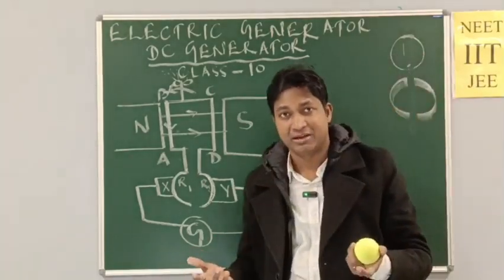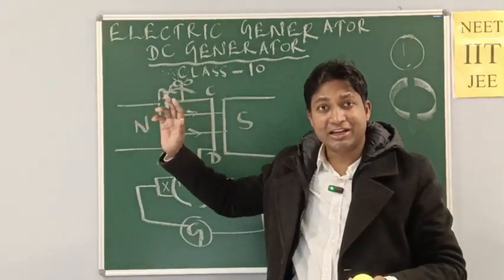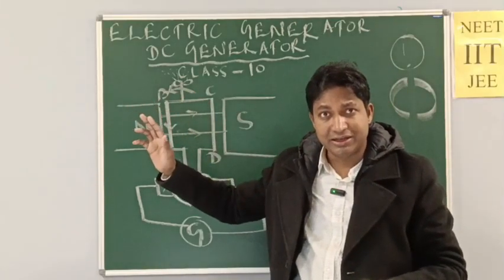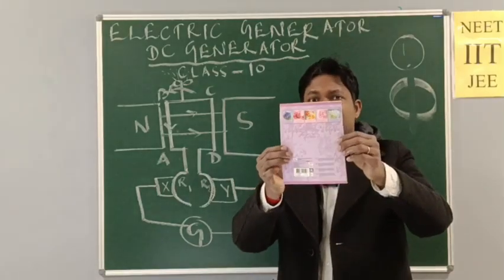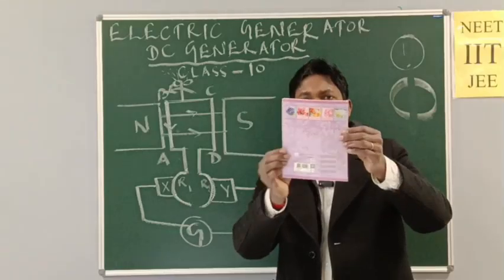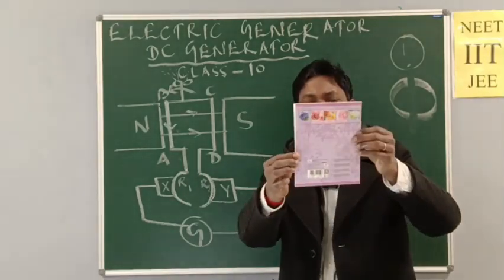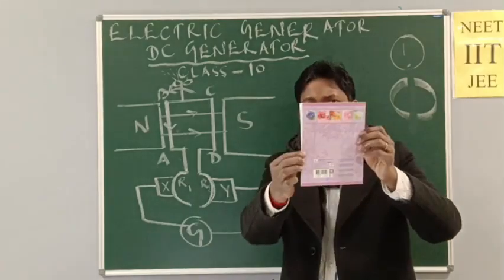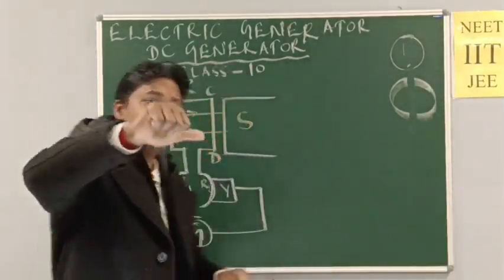Here, the turbine rotates anti-clockwise. In that case, this is the coil. If anti-clockwise, this is arm AB, this is CD: AB inside, CD outside. If AB is inside, in that case our thumb should be like this, inside.